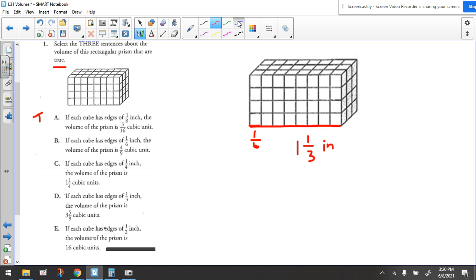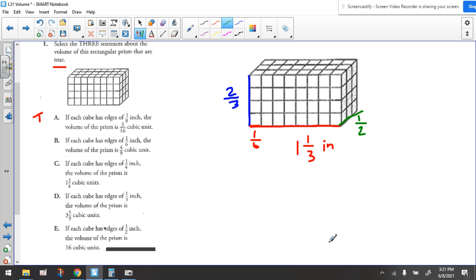Now let's count how many 6ths we have going this way. 1/6, 2/6, 3/6, 4/6. How about we simplify that to being 2/3 of an inch? And going this way, 1/6, 2/6, 3/6. So that's equal to 1/2.